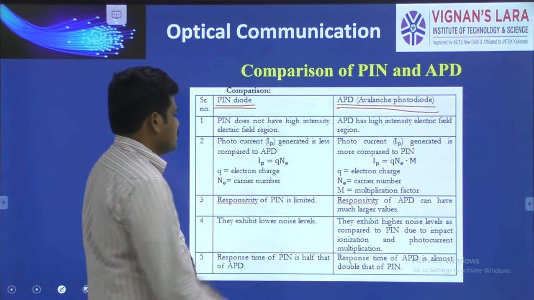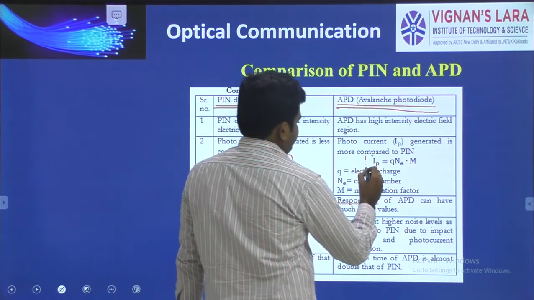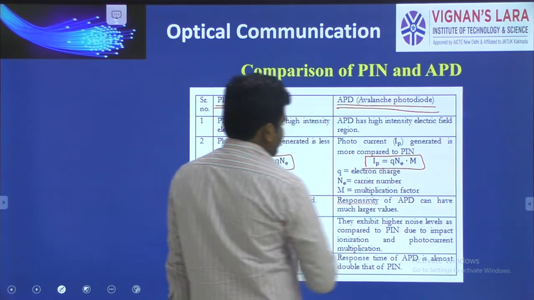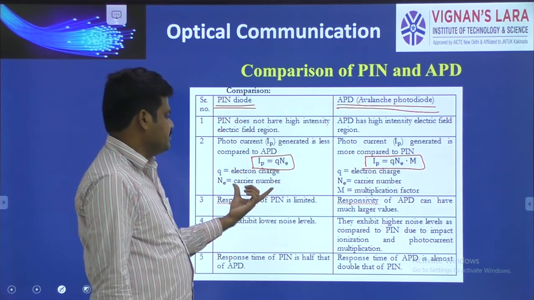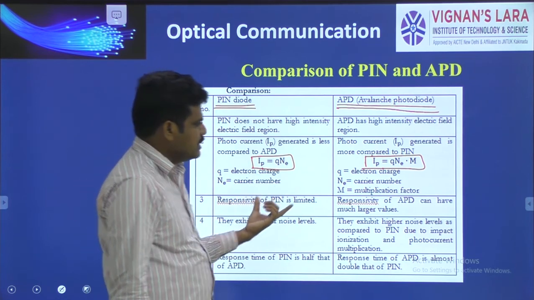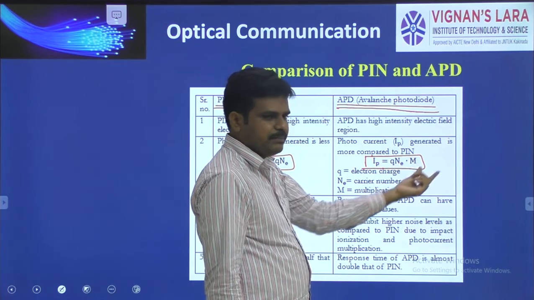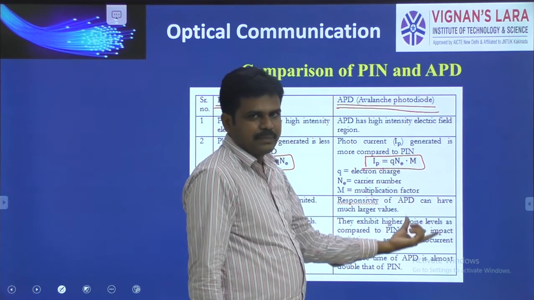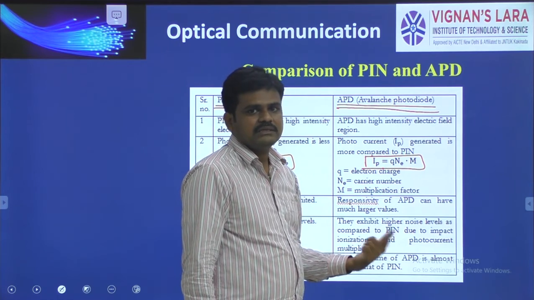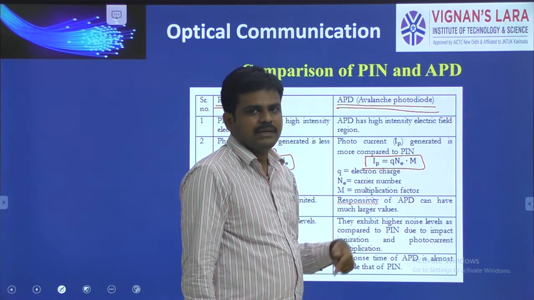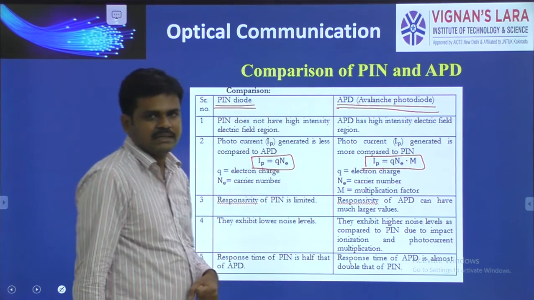There are equations also for the photocurrent generated. You can see IP equal to Q into N into E. Q means electron charge, N means carrier number. Here also the same thing: IP equal to Q into N into E into M. M means multiplication factor, because in APDs multiplication of the electrons takes place. So we need to consider the multiplication factor also in calculating the photocurrent.